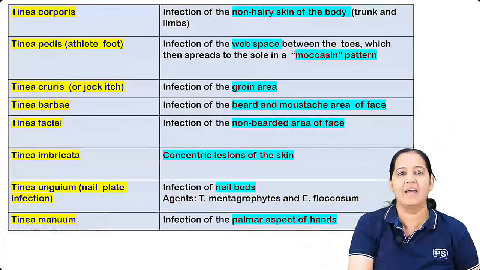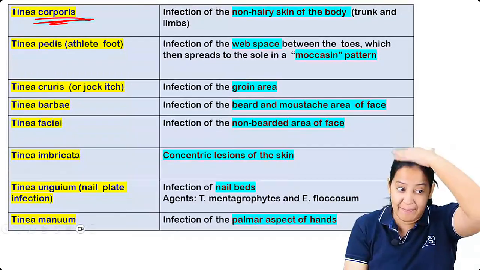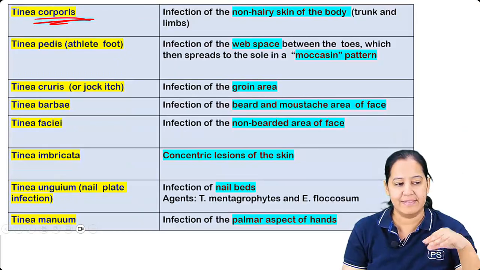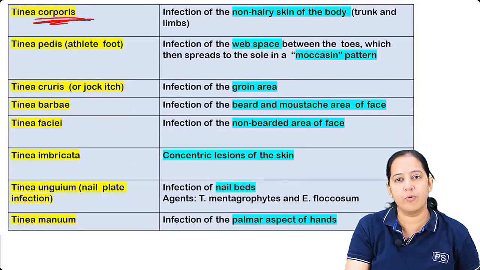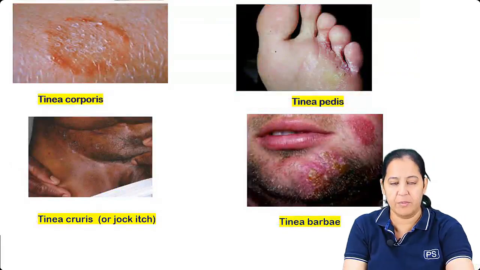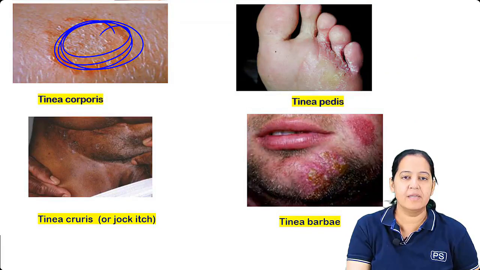Let's move ahead. Tinea corporis. This was tinea capitis. Capitis is done. In capitis I told you four diseases. We will revise all in the end. Tinea corporis. Corporis is any part of the body which is non-hairy. You can see, any part of the body which is non-hairy is known as corporis.